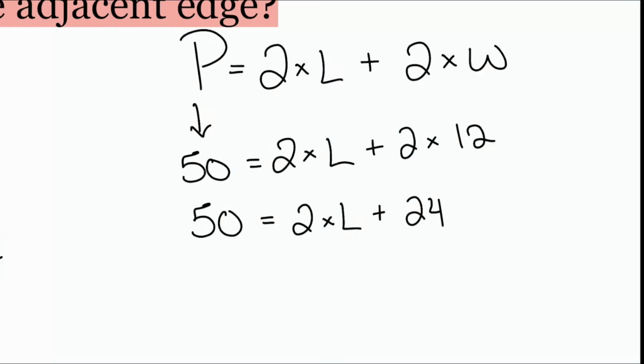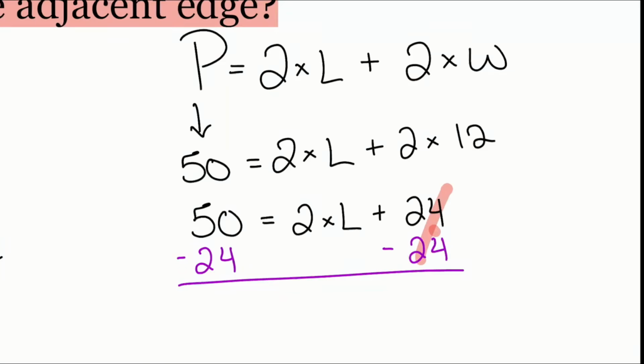Yeah, it's going to be the 24. We want to get rid of that 24 that's just sitting right there. We see that it's plus 24, so we will do the opposite. The backwards operation will be subtracting 24 on both sides. And once we do that, we see that it cancels out on the right side.